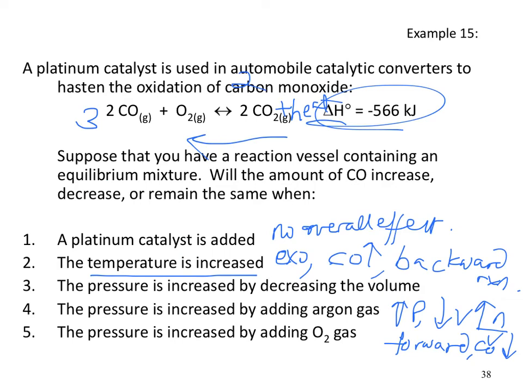The pressure is increased by adding argon gas. Argon doesn't participate in this reaction, so that's like adding an inert gas, and so no effect should be seen. And the pressure is increased by adding oxygen gas. So we are adding oxygen, which is also one of the reactants. That means again the forward reaction is going to take place because we want to use up the oxygen gas added. That means CO should decrease again.